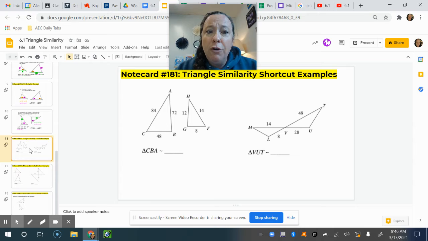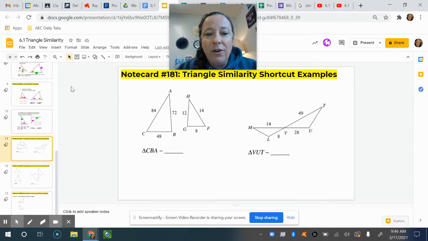All right, so note card 181, triangle similarity shortcut example. There are two examples on this note card. If you can fit them on one side, great. If you need to go to the back, do one on the front and one on the back, that's fine too. We need to figure out if these triangles are similar. Are they similar?